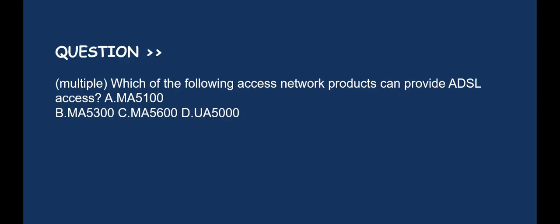The next question is, which of the following access network products can provide ADSL access? Options are option A, MA5100, option B, MA5300, option C, MA5600, option D, UA5000. The correct answers are option A, B, C, and D.